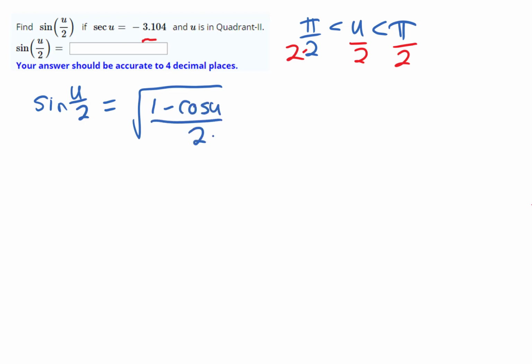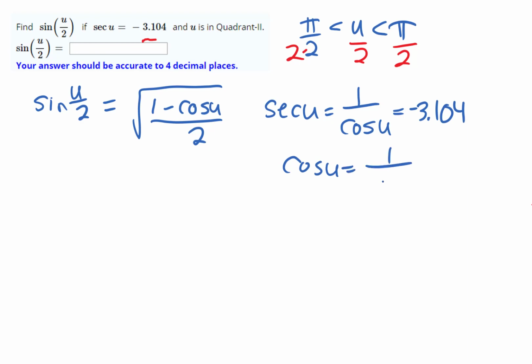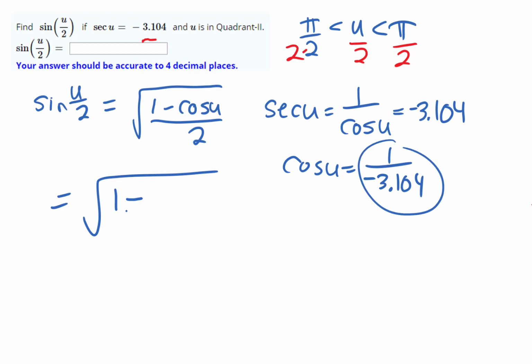Now, I don't know cosine u, but I can get it because we have secant u, and remember secant is 1 over cosine u. And so that equals negative 3.104. So I can solve that for cosine, so cosine u is 1 over negative 3.104. So the answer to this is going to be the square root of 1 minus, this is cosine u, so the two minuses will make a plus, 1 over 3.104, and then that whole thing divided by 2.